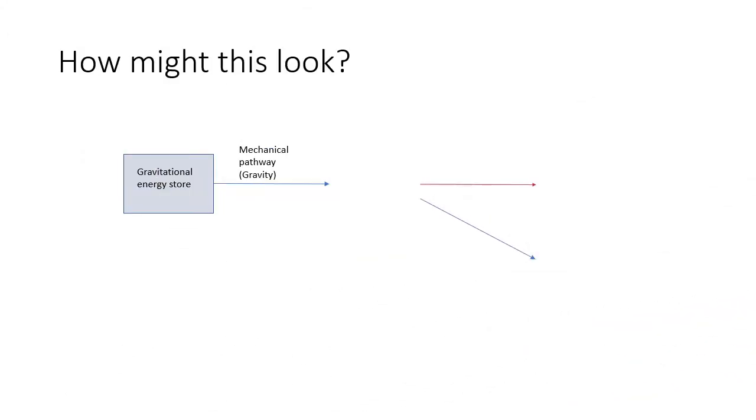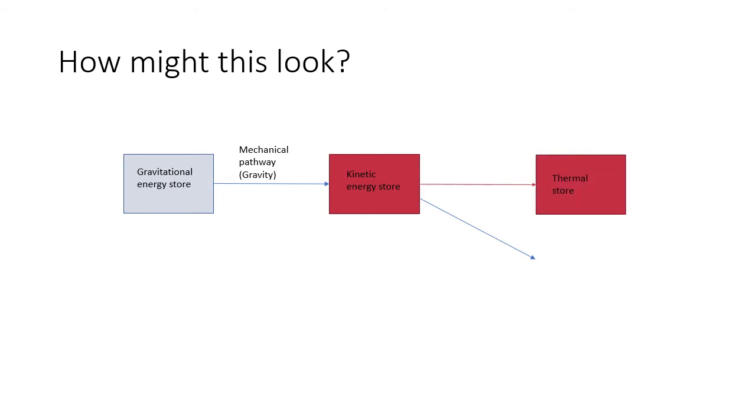So how might this look like? We need to find out the pathways of energy transfer. This pathway will look like it starts from the gravitational potential energy store and transfers through a mechanical pathway, which is the kinetic energy store when it was moving. And finally, it transfers to the surroundings as thermal energy stores, but there are two pathways.